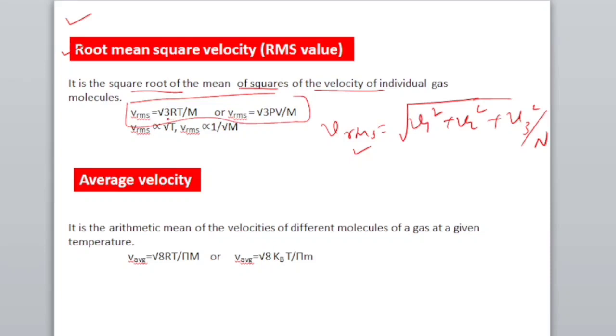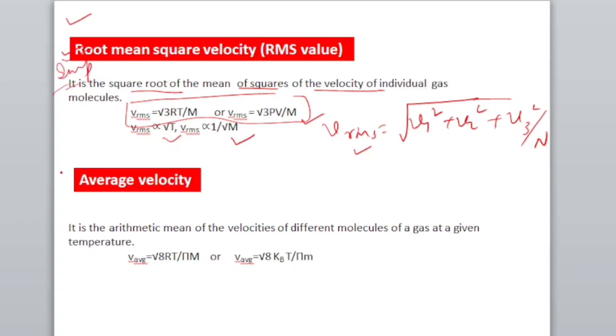In terms of R, you can write vrms is root over 3RT by M, or, you know, PV equal to nRT, for 1 mole of a gas you can write PV equal to RT, so root over 3PV by M. It means root mean square velocity is directly proportional to root over temperature and inversely proportional to the total mass of the gas molecules, and it is also directly proportional to pressure and volume. So in this way you define root mean square velocity. It's very, very important.